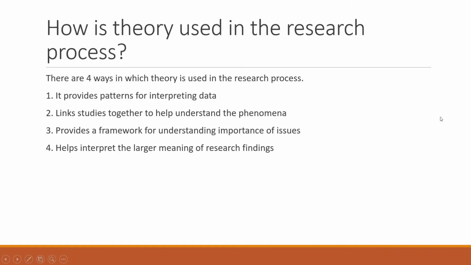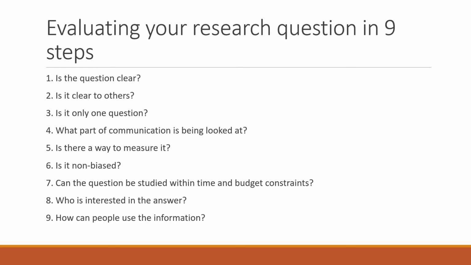Alright, so how is theory used in the research process? There are 4 ways in which theory is used in the research process. It provides a pattern for interpreting data, links studies together to help understand the phenomena, provides a framework for understanding the importance of issues, and helps interpret the larger meaning of research findings.